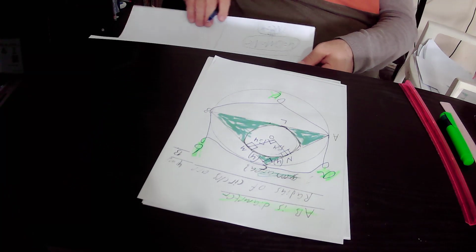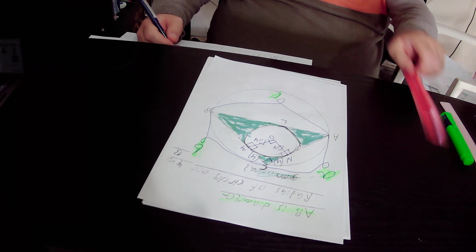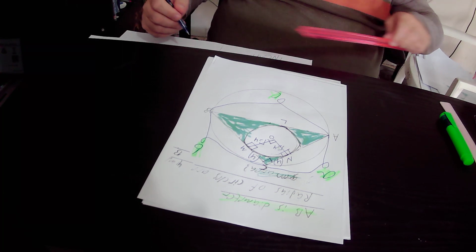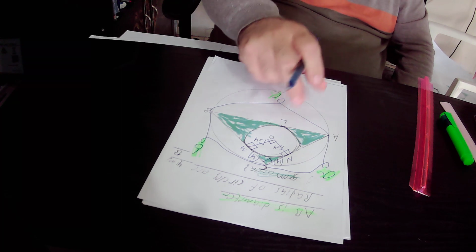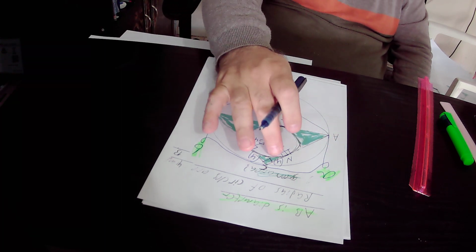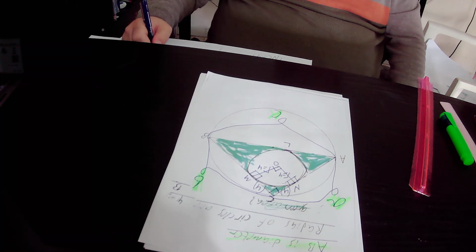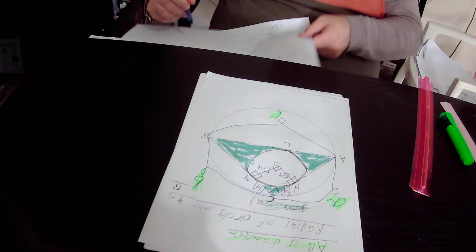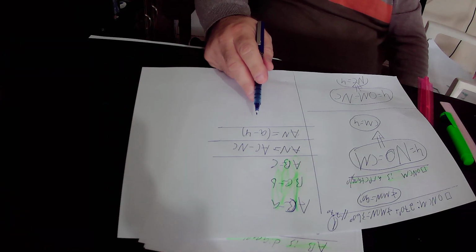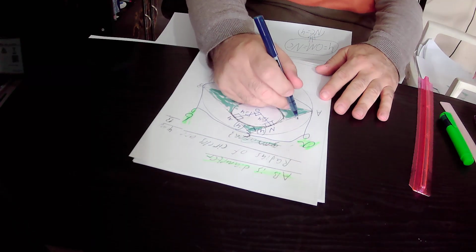So AN equals AC. AC is A according to our definition, minus NC. NC equals 4 units according to what we have already found out. So in conclusion, we found out that AN equals A minus 4.